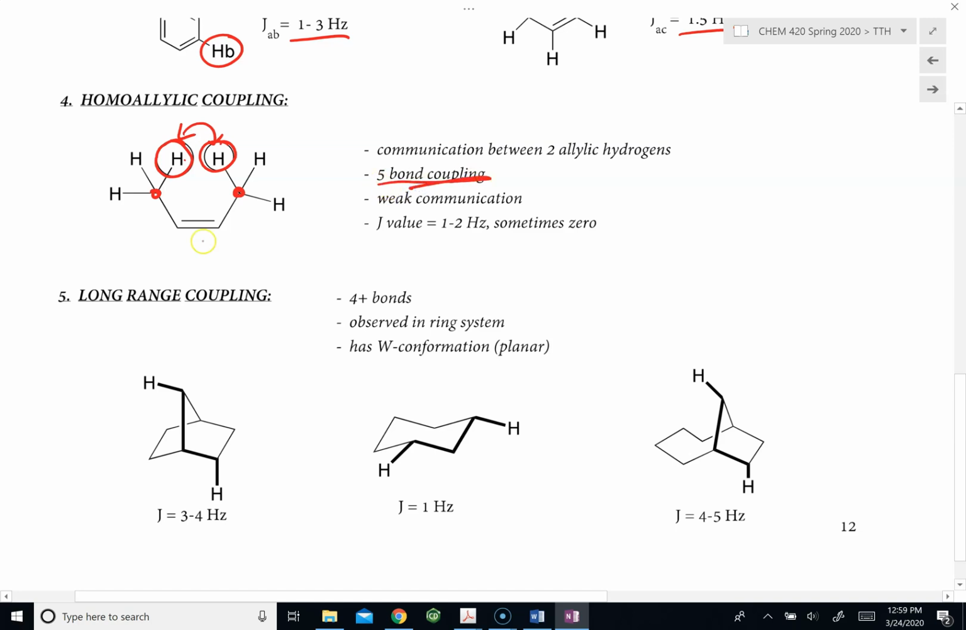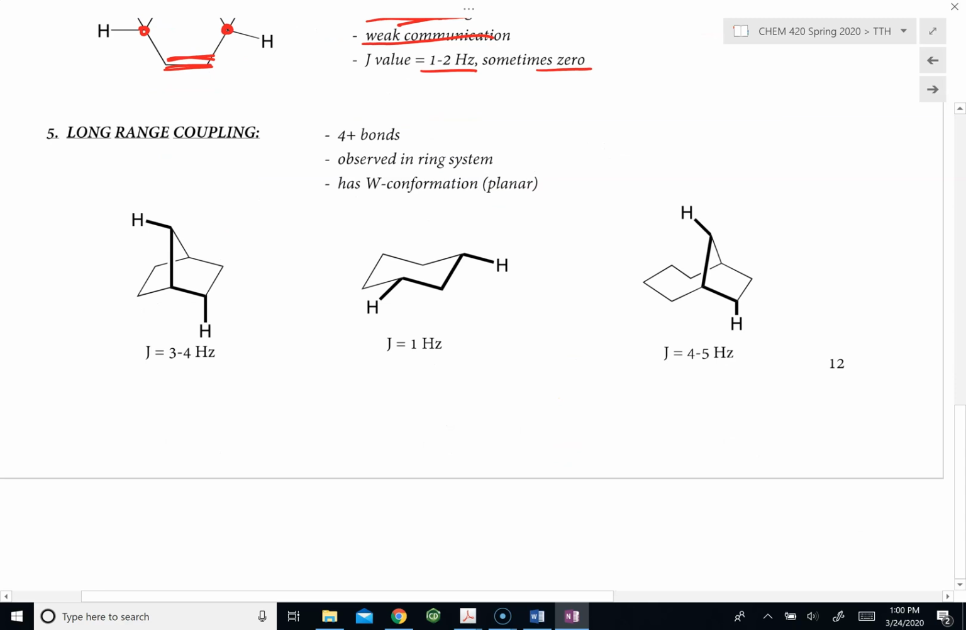Now recognize that there has to be a double bond in them in order for us to observe this homoallylic coupling. So both the allylic and the homoallylic coupling involve communication through a double bond. So in the bonds between the hydrogens, there has to be a double bond. And also, this homoallylic coupling is a weak coupling and can be anywhere between 1 to 2 Hz and sometimes 0 as well.